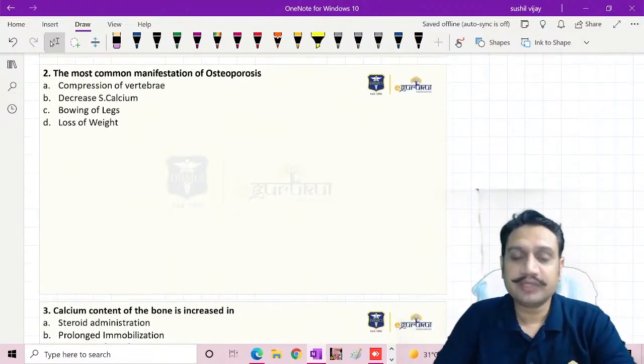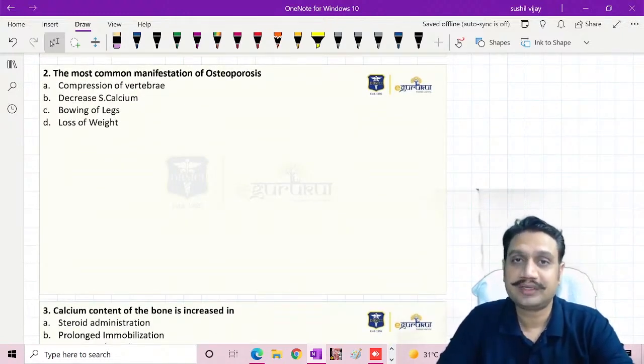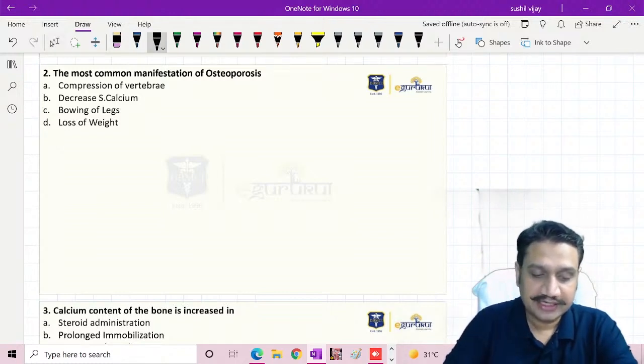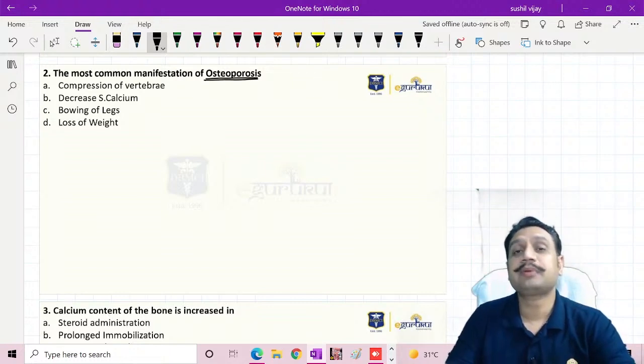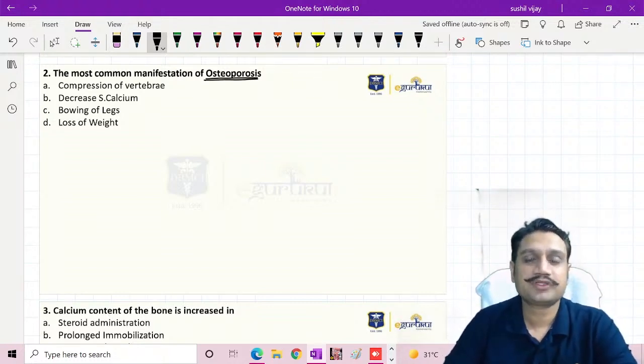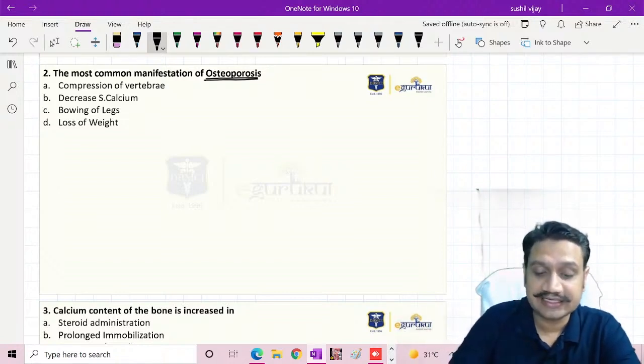Chalo. So question number 2. The most common manifestation of osteoporosis, right? I have explained to you what is osteoporosis, correct? In osteoporosis there is a proportionate decrease in the osteoid as well as the mineral, proportionate. So everything remains confined to the bone. What is decreasing is the density, right?